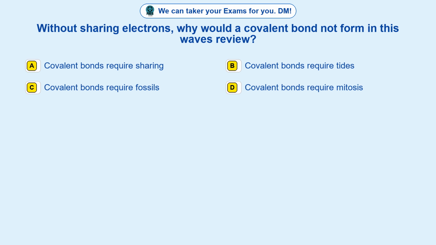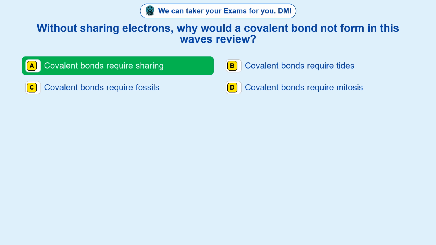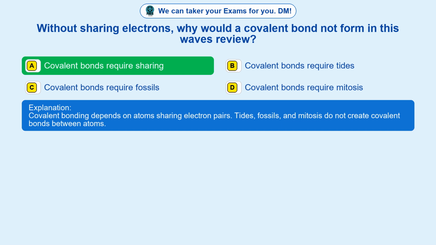Question 34. Without sharing electrons, why would a covalent bond not form in this waves review? Option A, covalent bonds require sharing. Option B, covalent bonds require tides. Option C, covalent bonds require fossils. Option D, covalent bonds require mitosis. The correct answer is option A. Covalent bonds require sharing. Covalent bonding depends on atoms sharing electron pairs. Tides, fossils, and mitosis do not create covalent bonds between atoms.